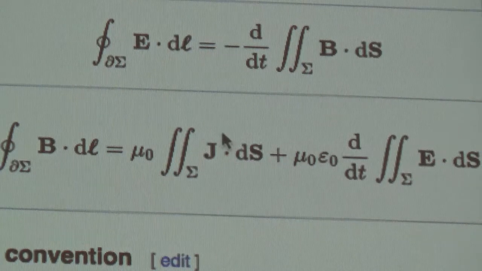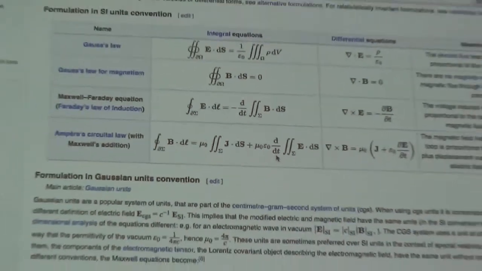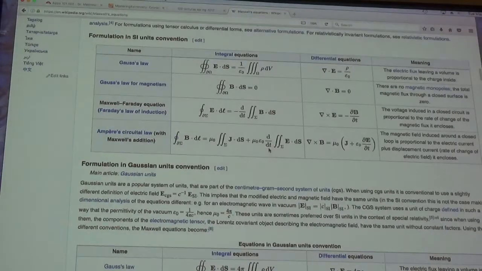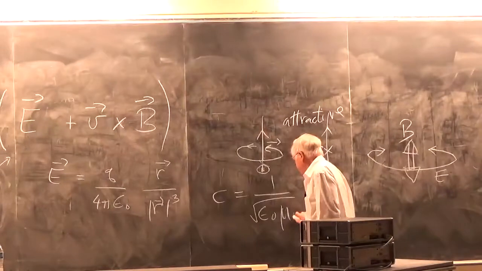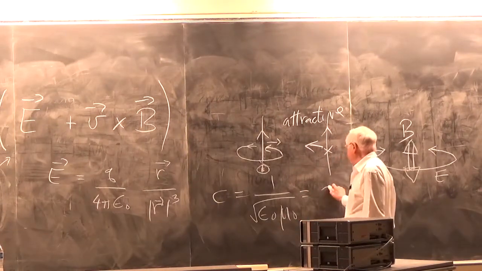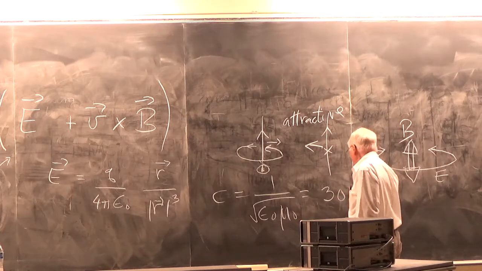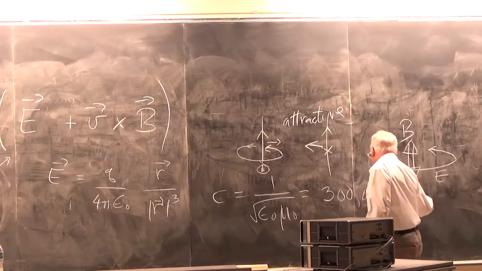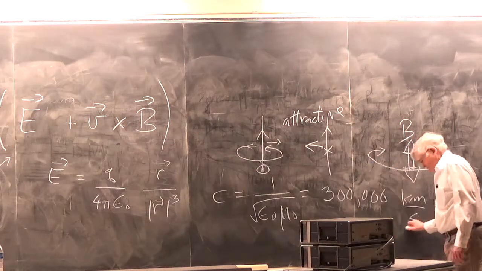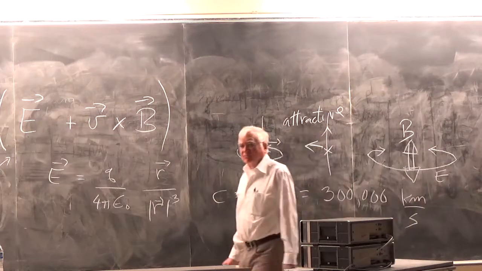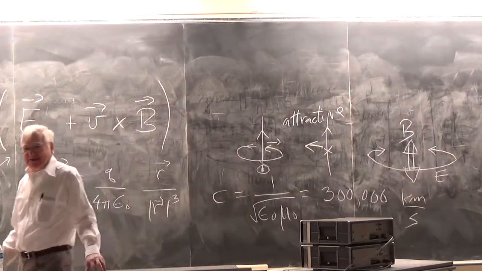If you set this equal to 0, this essentially tells you, or these four equations tell you, that electromagnetic waves propagate at the speed of light. The speed of light being 1 over the square root of the electric constant times the magnetic constant. And this is about 300,000 kilometers per second. So that's moving along there at very high speed.